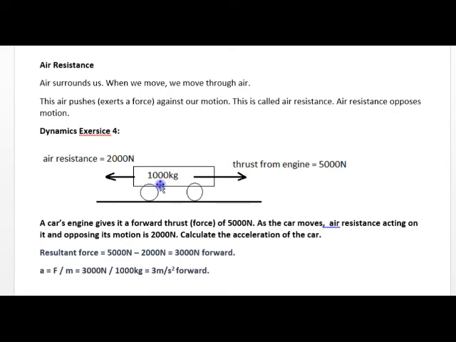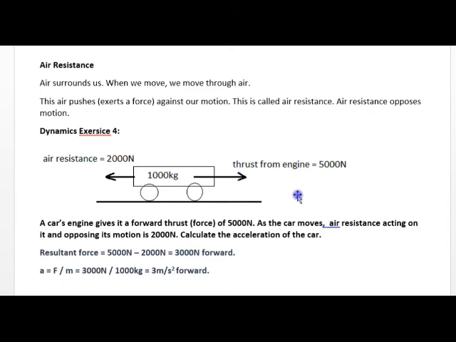On prend l'exemple d'une voiture de masse 1000 kg. Son moteur donne une force vers l'avant de 5000 newtons. Mais il tape avec l'air quand il bouge et l'air donne une force in the opposing direction, air resistance de 2000 newtons. What is the acceleration of the car? Puisque le moteur pousse devant avec 5000 newtons, nous retirons 2000 newtons, c'est air resistance, nous gagnons 3000 newtons forward. Ça c'est the resultant force on the car. L'accélération, c'est resultant force sur masse, 3000 divisé par 1000, ça fait 3 meters per second squared forward.